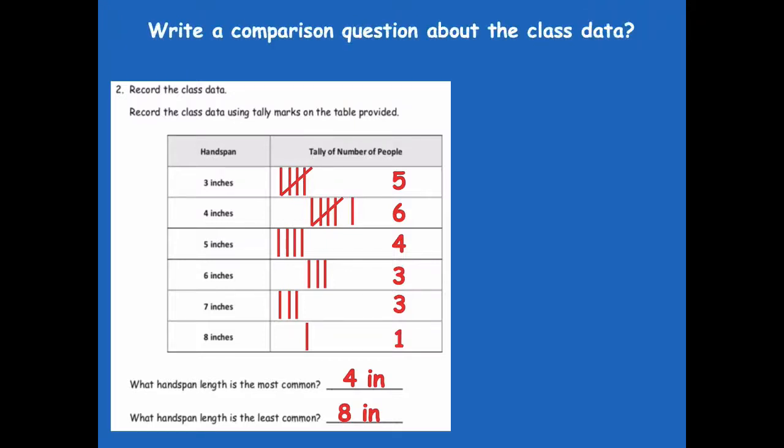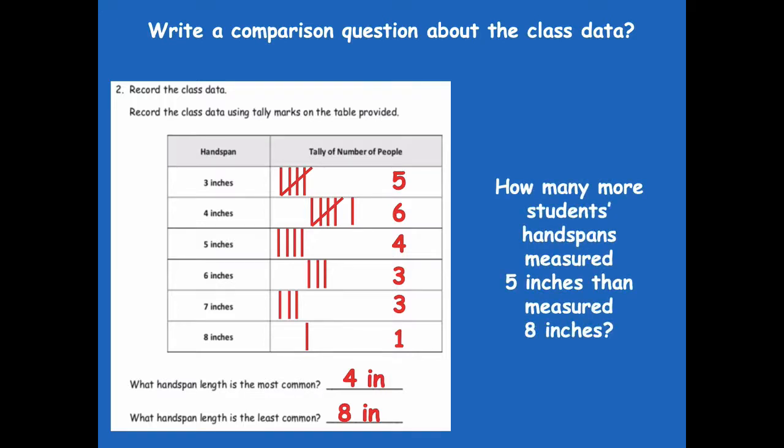All right, so we're going to write a comparison question about the class. Okay, so this is underneath on your recording sheet. It's underneath your least common. I just don't have a picture of it here for you. But we're going to come up with our own comparison question. Here's an example. It says, how many more students' hand spans measured 5 inches than measured 8 inches?